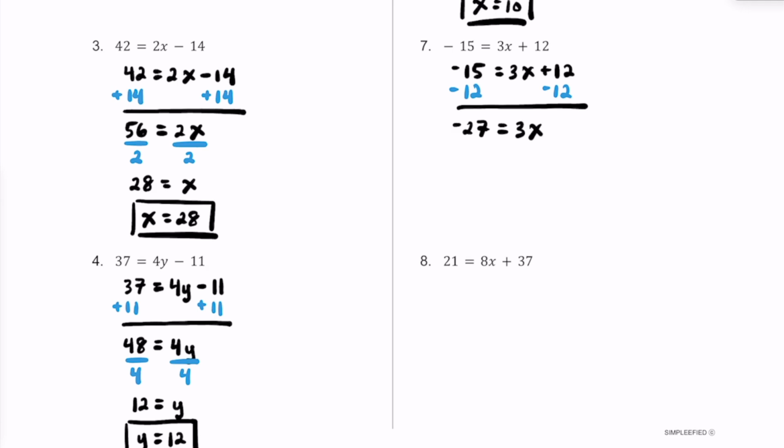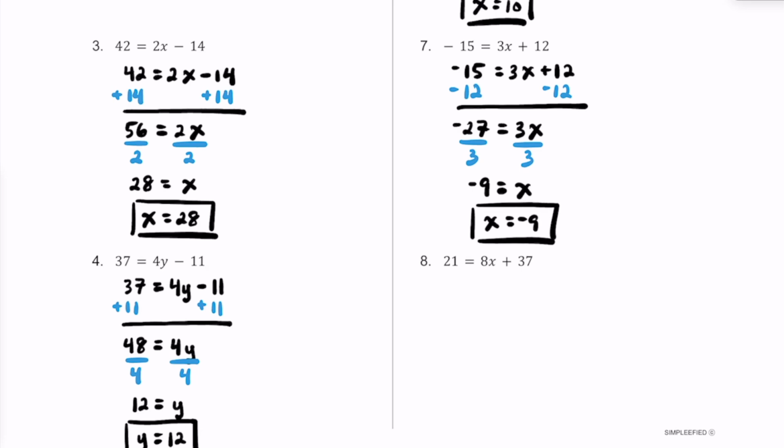Now we'd like the coefficient for x to be 1. So let's divide both sides by 3 here. On the left side, negative 27 divided by 3 is going to be negative 9. And on the right side, 3x divided by 3 is going to be 1x, or just x. We can say that x is equal to negative 9.